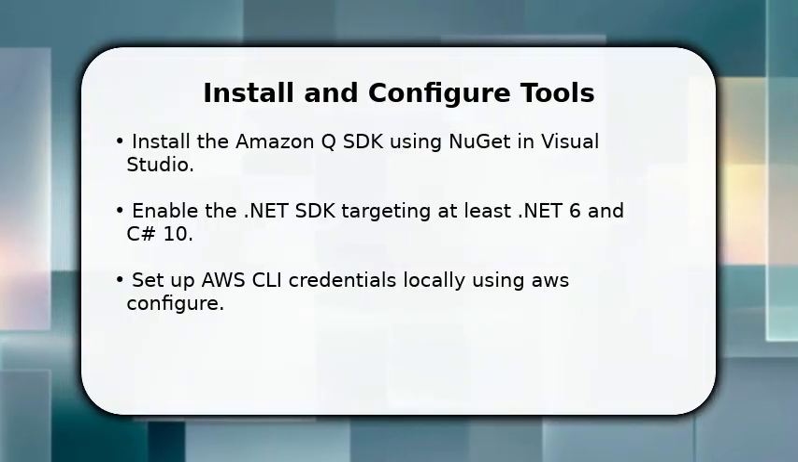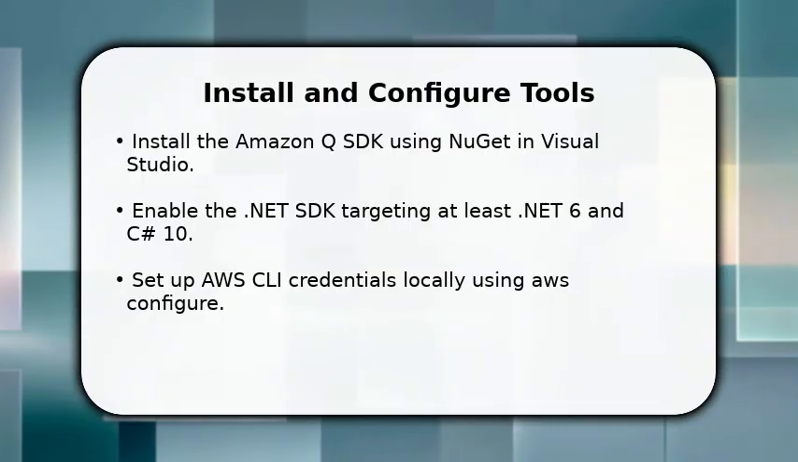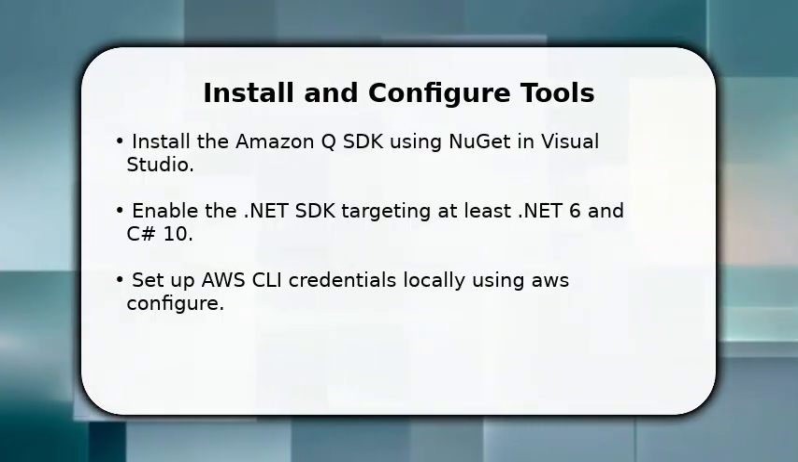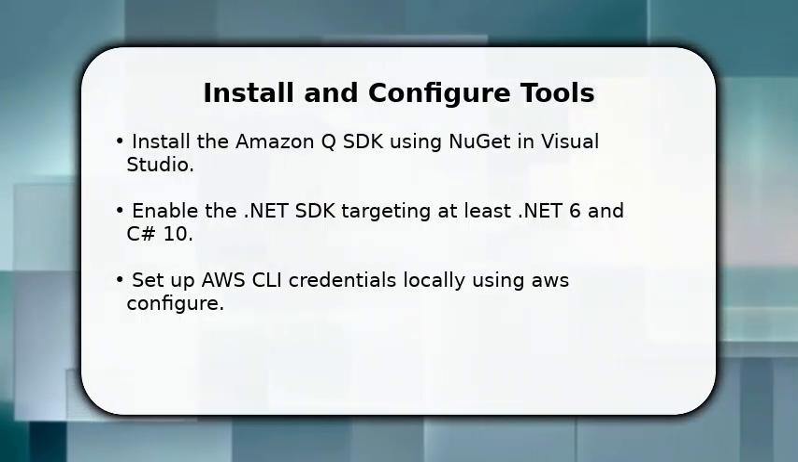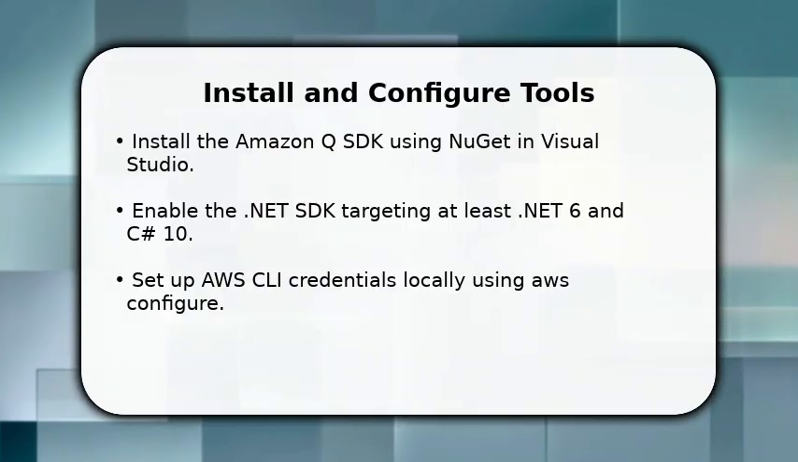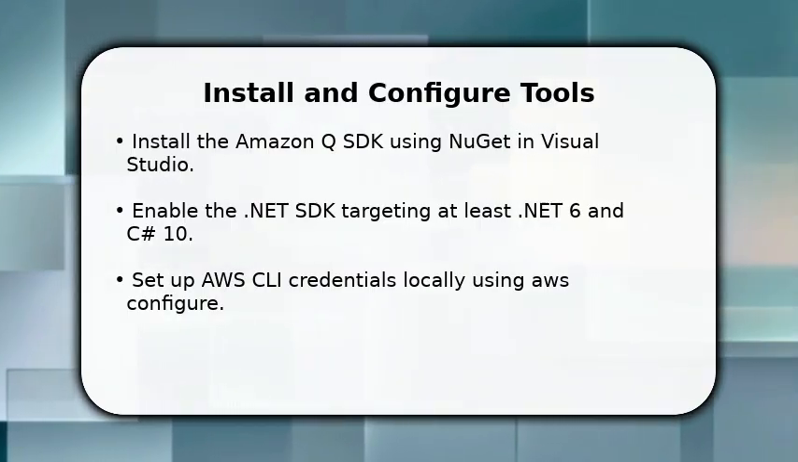Open Visual Studio and create a new console or web project targeting .NET 6. Install the Amazon Q SDK package from NuGet in the Solution Explorer. Confirm the package version is compatible with C# 10 language features.